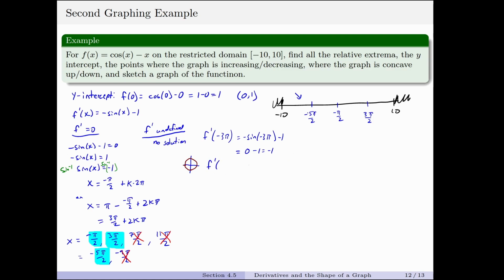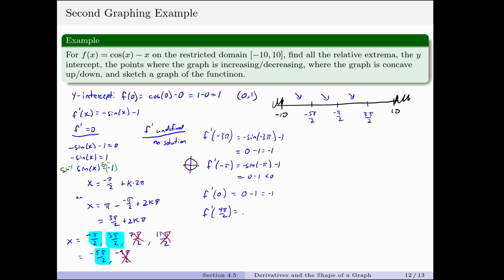And between -π/2 and -5π/2 is -2π/2, which is -π. When I put -π in, I get 0. So this is decreasing here as well. When I put in something between -π/2 and 3π/2, I can just put in 0. Sine of 0 is 0. So it's decreasing here. And finally, something bigger than 3π/2 would be like 4π/2, which is just 2π.